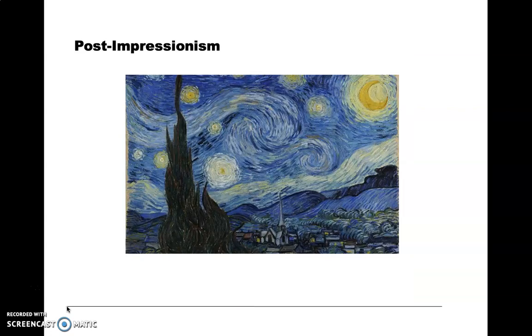Post-Impressionism was taking this idea of capturing light and really expanding and experimenting with it. Van Gogh is the main post-impressionist that we come to think of. It was the idea of really abstracting and having that subjective view of the world.